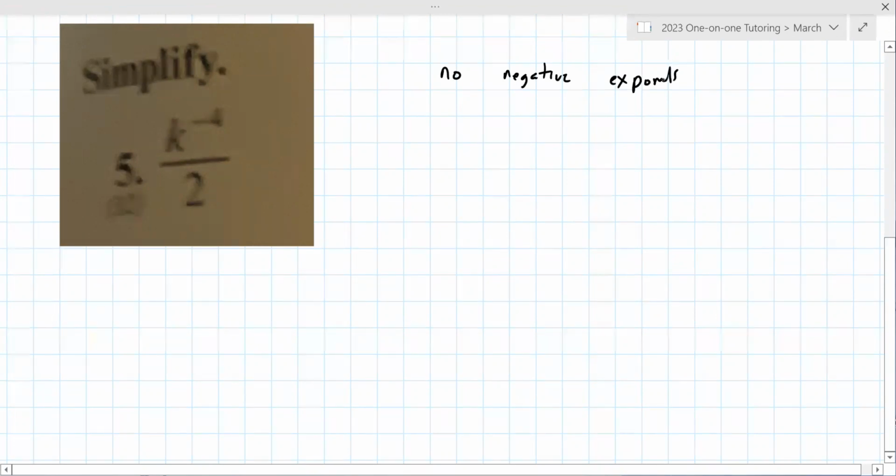So in this case, we might want to do a small rewrite here. I'm going to rewrite this as 1/2 times k to the minus 4 power. Is that okay with you? Clear why I did that? Now this k to the minus 4th is really 1 over k to the 4th. So now you multiply the tops and you multiply the bottoms.